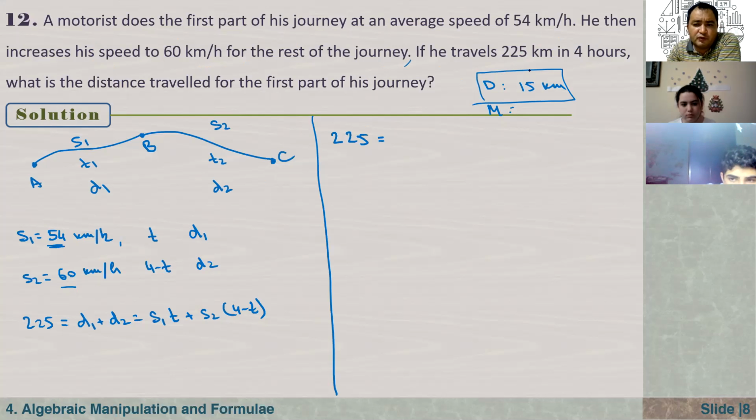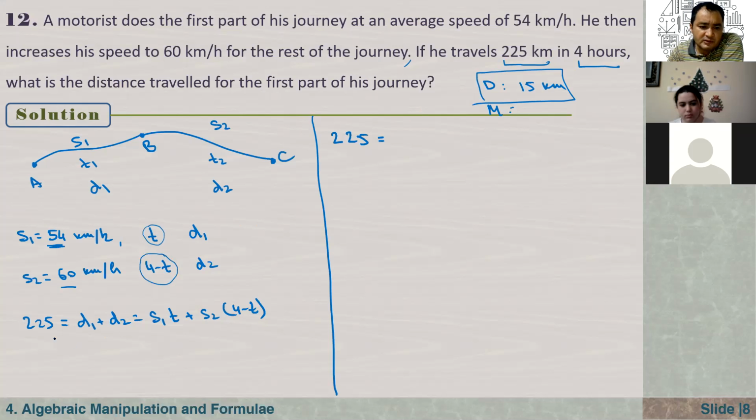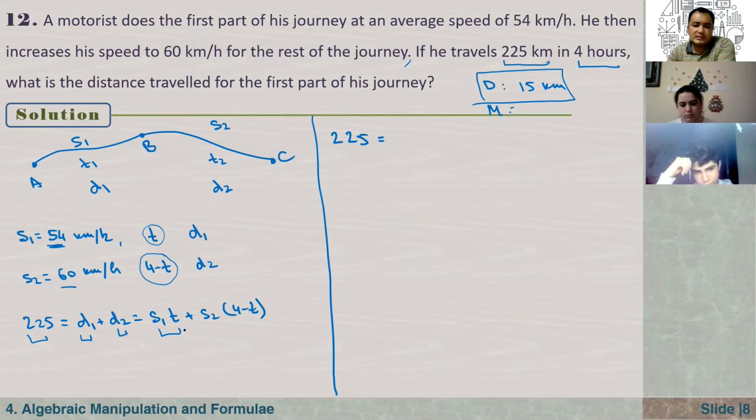He travels 225 kilometers in 4 hours, that means 225 kilometers is the total distance traveled, and these 4 hours are the total time taken. So if you spend t hours to travel the first part of the journey, that means you spend 4 minus t hours to travel the second part of the journey. So now 225 equals d1 plus d2. What is d1? It's s1 times t1. Our t1 is t. And d2 is s2 times t2. Our t2 is 4 minus t.